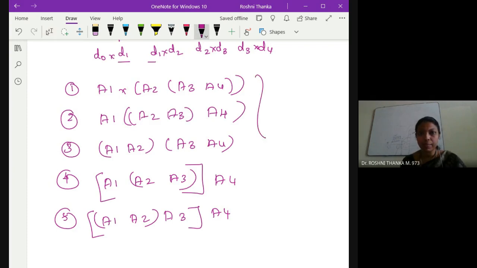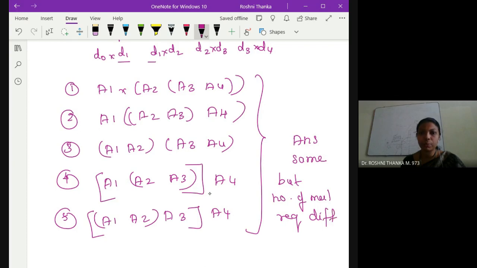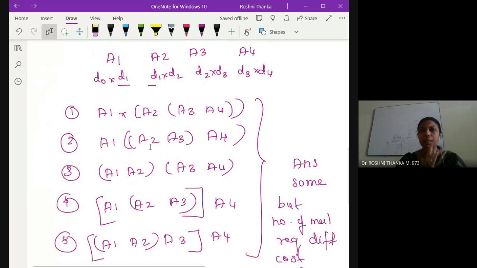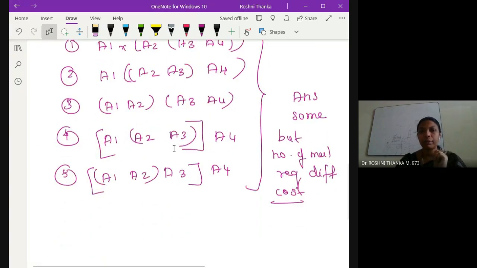The answer which I get from all of these will be the same, but what is the difference? The number of multiplications required is different. That is the cost here. So we want to find which combination of parentheses will give us the minimum cost, which means the least number of multiplications is required. That is what we want to find from all these combinations. For example, when I take 4 matrices, the number of possibilities is 5. So how will I find it?